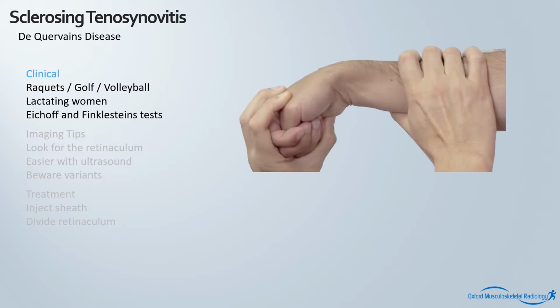This is how you do a Finkelstein's test, and this is quite useful to know for ultrasonologists. You make a fist with the thumb tucked into the fingers and ulnar deviate, and pain occurs over the first dorsal compartment.